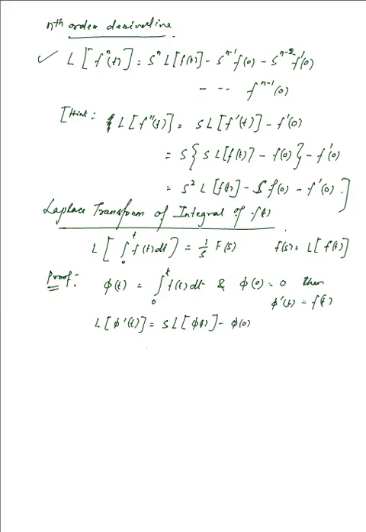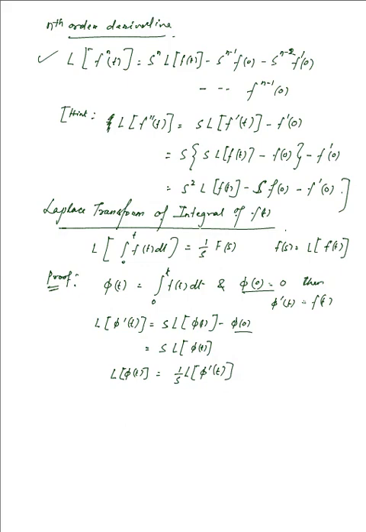And that will give us s times the Laplace transform of phi(t) only, because the second term is equal to 0, which is what we have written over here. And from that we have the Laplace transform of phi(t) simply equal to 1 over s times the Laplace transform of the first order derivative of phi(t).